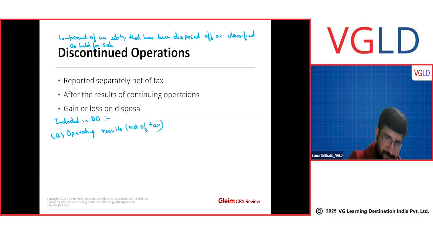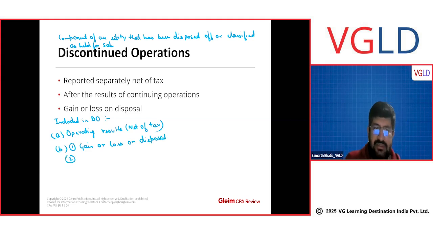Next is any gain or losses on disposal of assets. Second, loss from write down to fair value minus cost to sell.